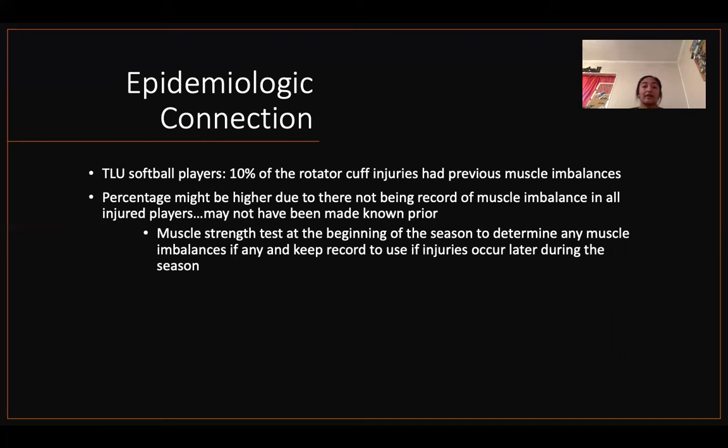They may not have been known prior to whoever was evaluating them for their rotator cuff injuries. I think that a good idea would be to have a muscle strength test taken for each athlete at the beginning of the season, each of the softball athletes, to determine any type of muscle imbalances, if any were there, and to keep record of these imbalances to use if injuries do occur later during the season to help determine if the muscle imbalances were factors and were causes of the rotator cuff injuries later on during the season.